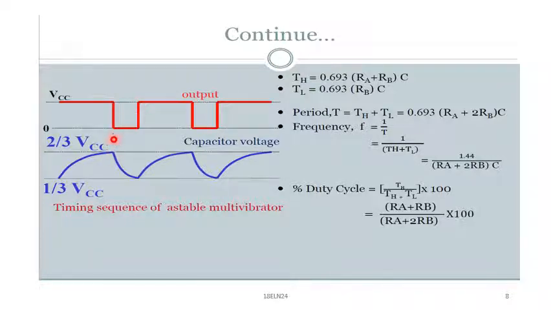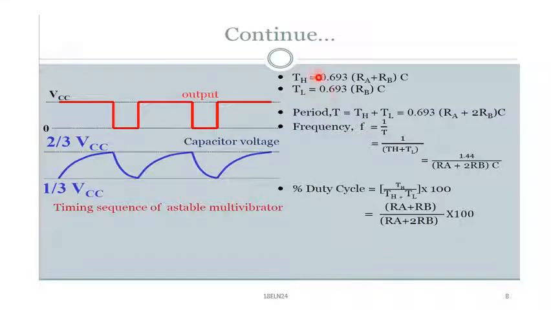So it will directly go to 0. When it is 0, the capacitor starts to discharge. Again, when the voltage becomes less than 1 by 3 VCC, it starts to charge. When it is greater than 2 by 3 VCC, it discharges. So when the capacitor charges, we will get the on time, and when the capacitor discharges, you will get the off time. So this is TH. The output will be high here, and this is your TL.